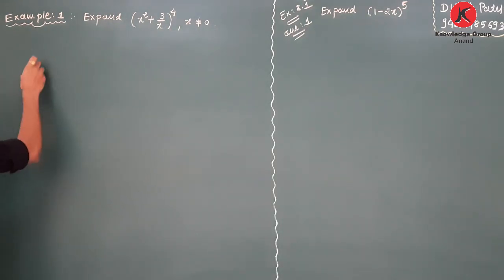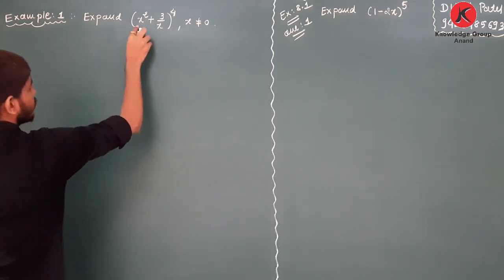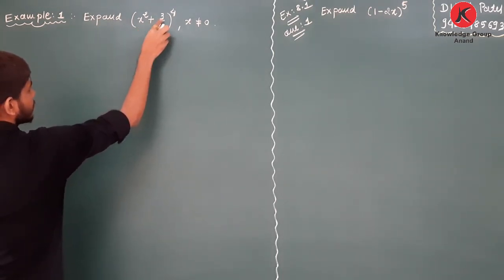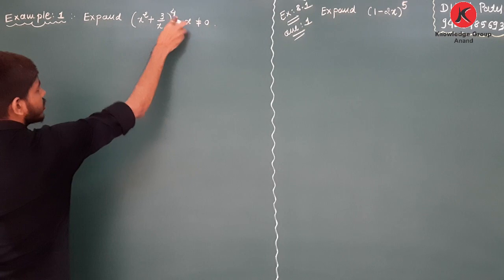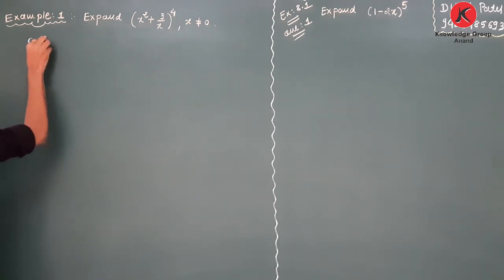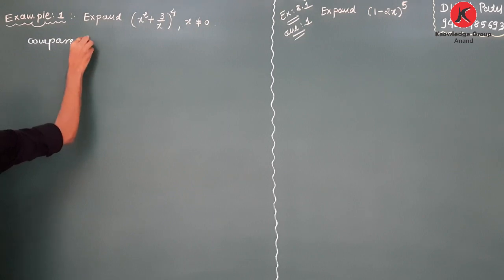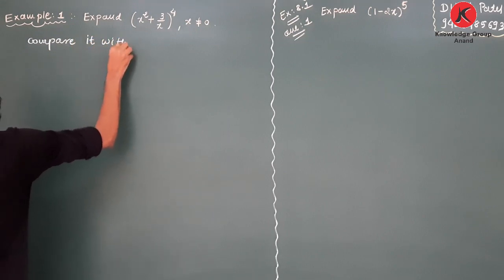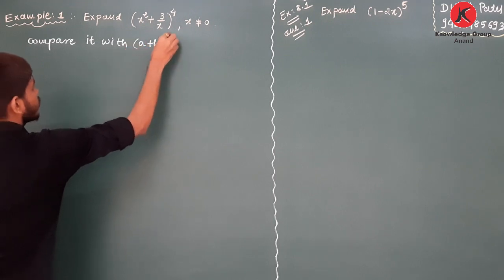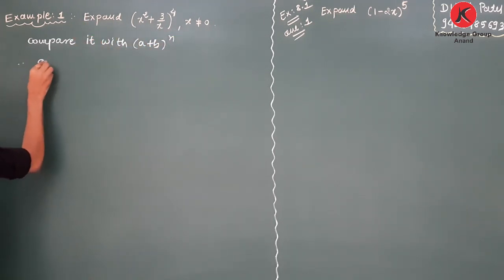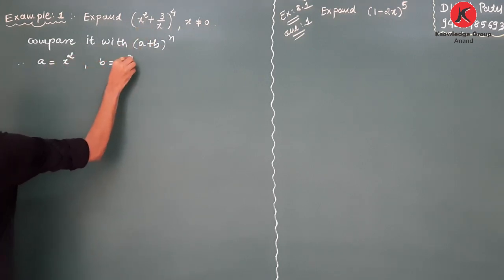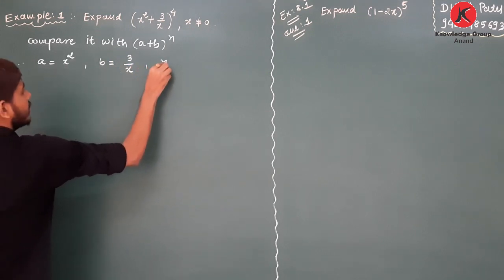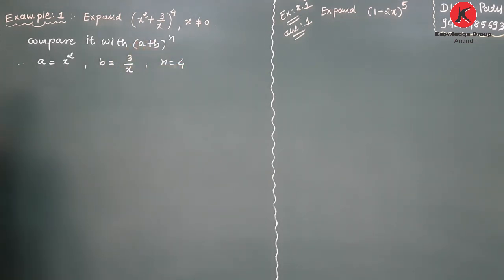See here. First of all, we have to compare this term (x^2 + 3/x)^4 with (a + b)^n. Therefore, we are getting a equals x^2, b equals 3/x, and n equals 4.